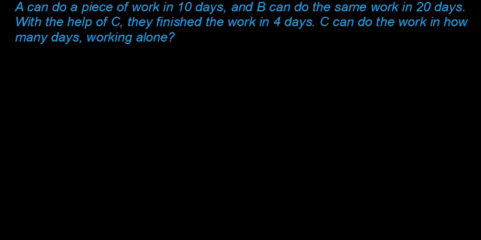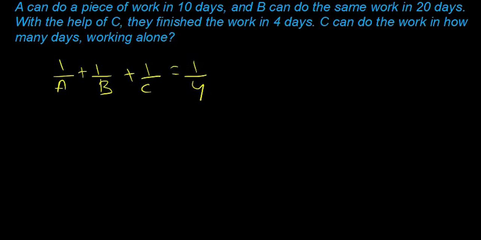working alone? So when A and B can complete the work in 10 and 20 days, and with the help of C, they complete it in 4 days. So working together, they completed the work in how many days? It is 4 days. So let's write down an equation that 1 upon A plus 1 upon B plus 1 upon C is equal to 1 by 4. As I already told you, this is a 1 day work.